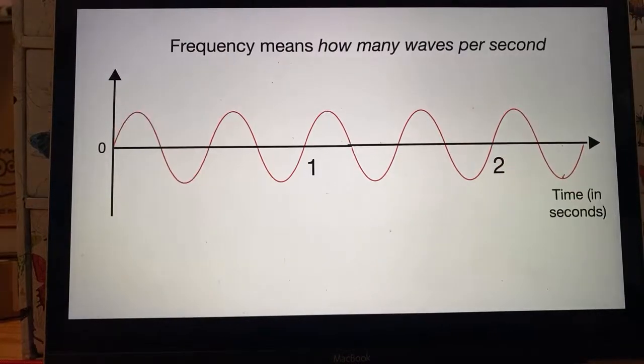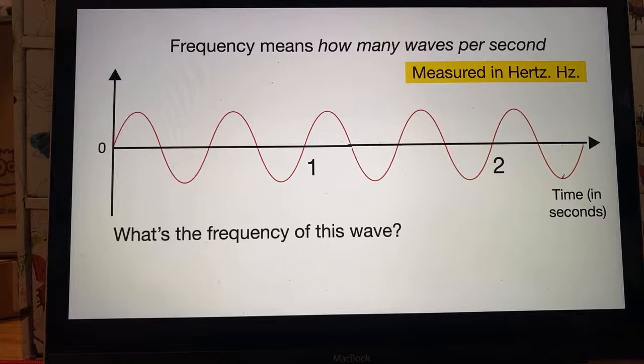All right. Frequency is how many waves per second. I've mentioned that quite a lot as well. So frequency is measured in hertz. Hertz literally just means per second. So how many waves per second is being shown on the screen here? What's the frequency of that wave?